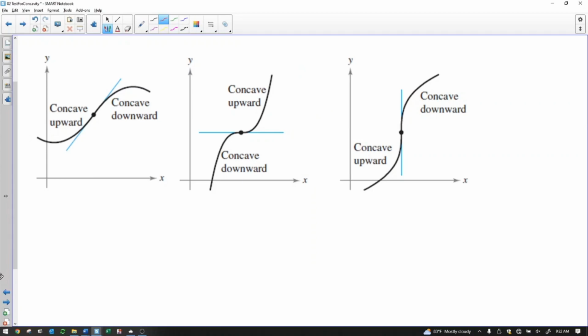So concave up is not necessarily a full cup. It's a curve like this, and concave down is just a bend downwards. Do you guys see that? Where the concavity changes from concave up to concave down, that is called a point of inflection. Okay, POI. That stands for point of inflection.